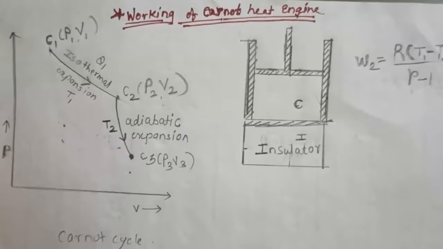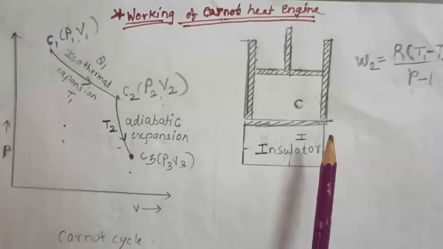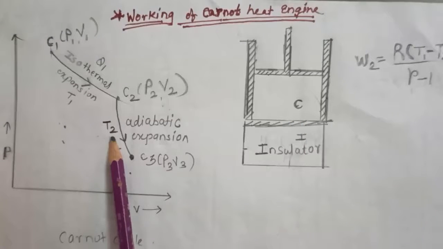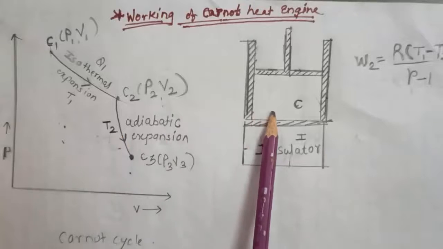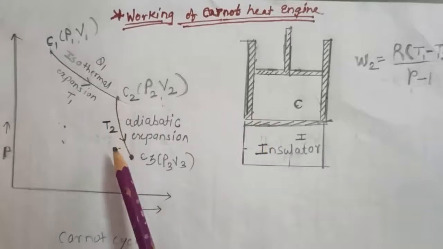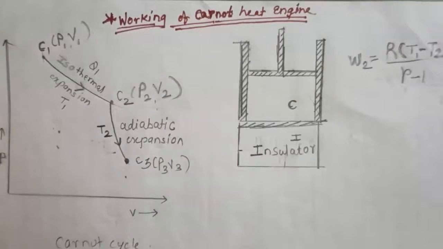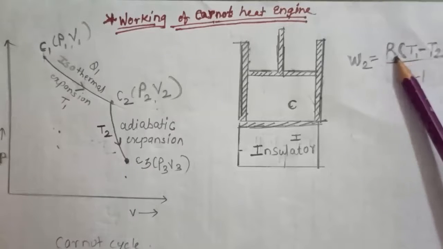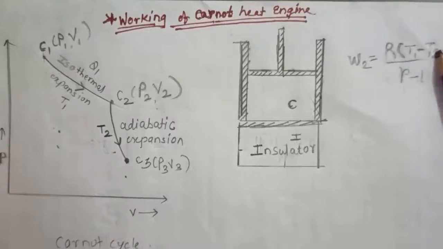The temperature of the gas must fall from T1 to T2, and this adiabatic expansion is represented by curve C2 C3. Work done during adiabatic expansion is given as W2 is equal to R (T1 minus T2) divided by gamma minus 1.